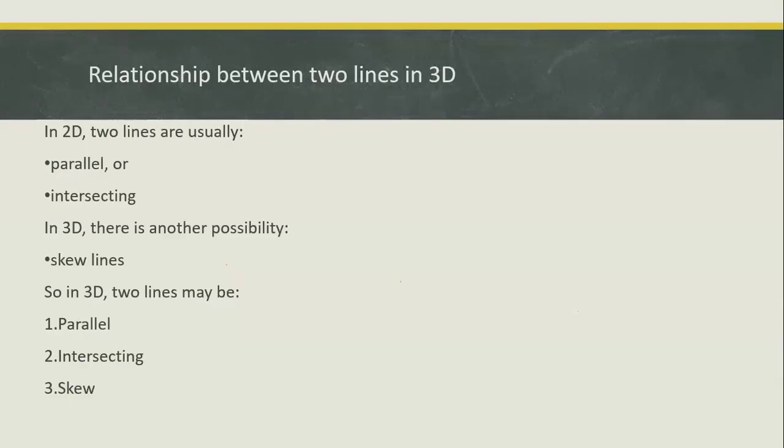So what is the relationship between two lines in 3D? First, in 2D, two lines are usually parallel or intersecting. In 3D, however, there is another possibility, which is skew lines. So in 3D, two lines may be either parallel, intersecting, or skew.